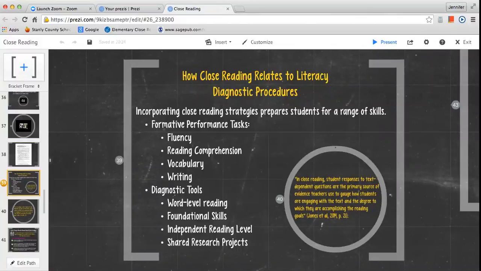Close reading. Incorporating close reading strategies prepares students for a range of skills. Regarding formative performance tasks, it prepares students for fluency, reading comprehension, vocabulary, and writing. And regarding diagnostic tools, close reading prepares students for word level reading, foundational skills, independent reading levels, and shared research projects.